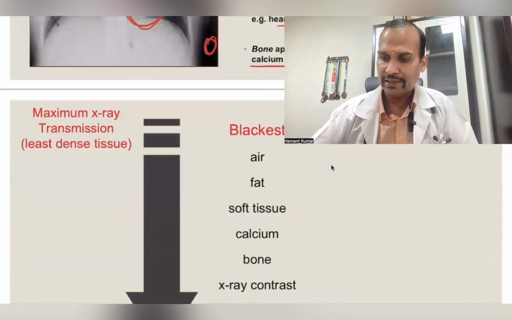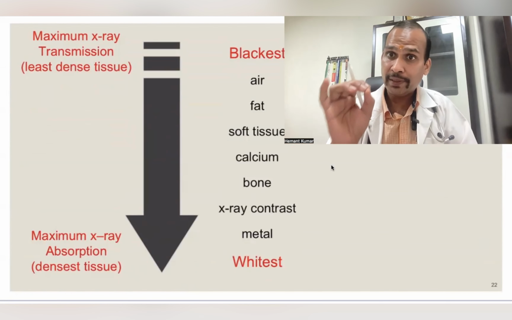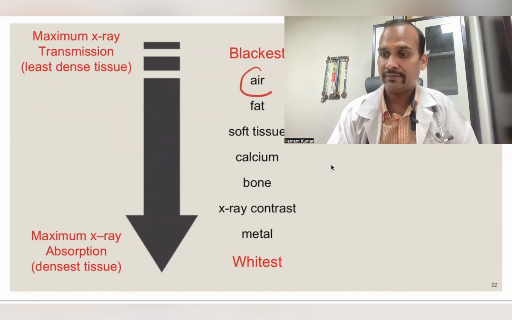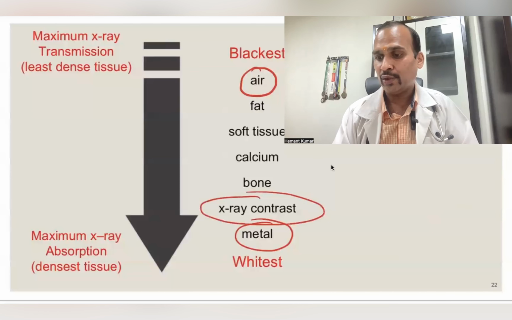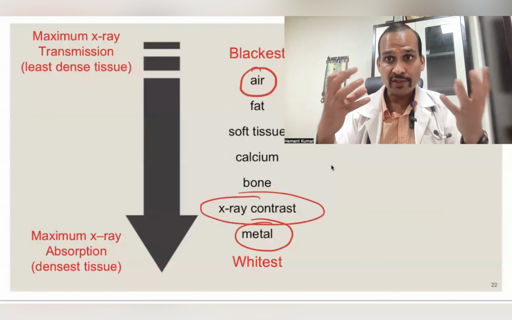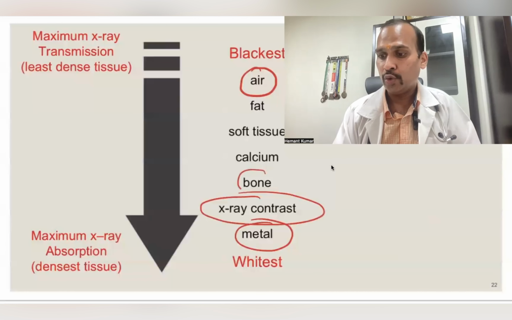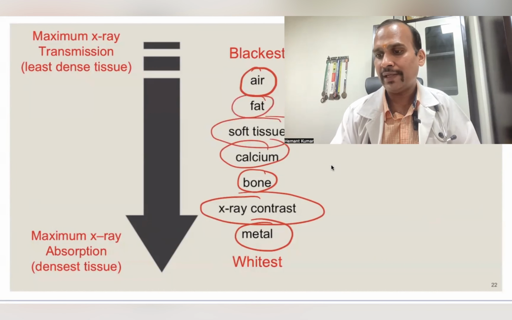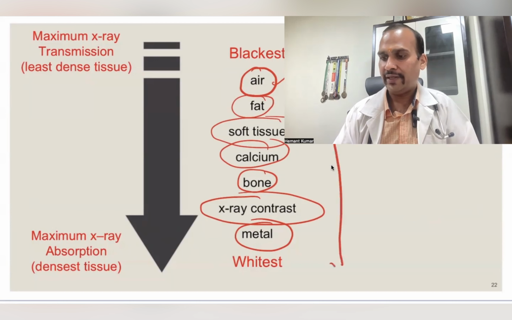I'll show you in another x-ray. In an x-ray, the blackest area is air and the whitest area is metal. Before metal comes x-ray contrast. Have you seen a barium swallow or barium meal, how white it looks? Then bone and calcium, and then blacker are soft tissue and fat, and blackest is air. So this is the gradient from black to white.